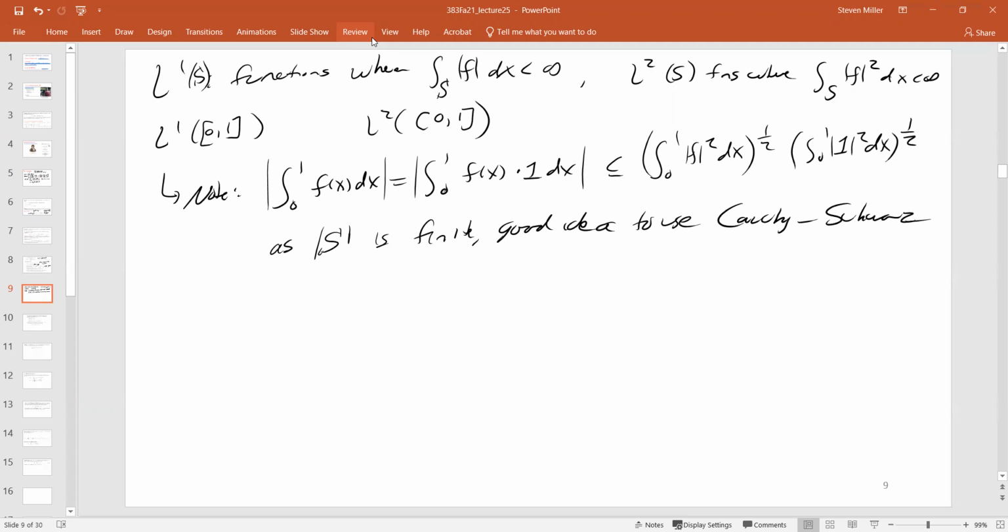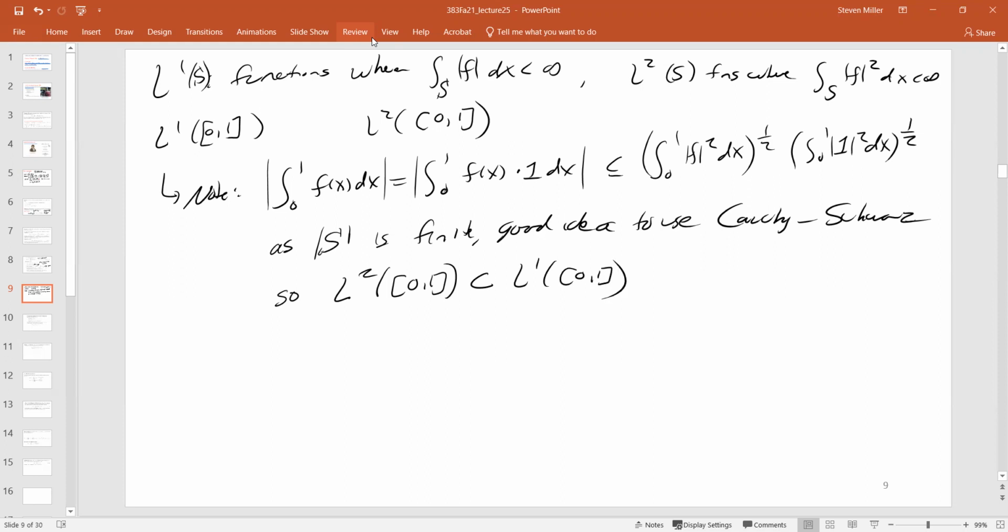Okay. And so now we see if the integral of f squared is finite, that will force the integral of f to be finite. Not the other way around. So anything that's in L2 is in L1. So clearly L2 of the interval 0, 1 is contained in L1 of 0, 1, right? Because if you're square integrable, you're integrable.